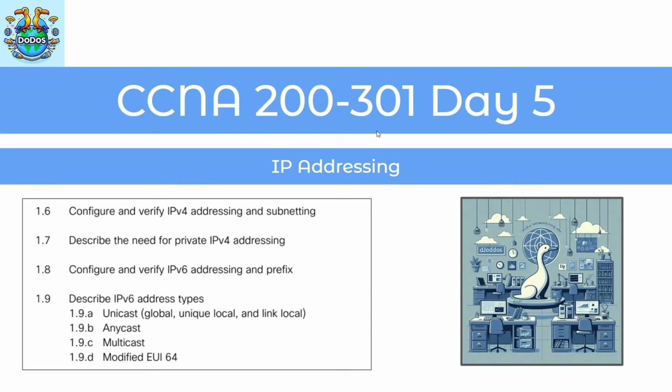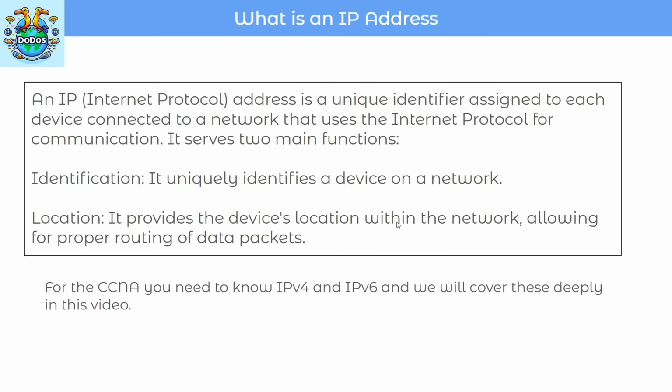This is day 5 of the CCNA course. Today we're covering IP addressing and the CCNA objectives 1.6, 1.7, 1.8, and 1.9. Let's begin. Alright, so what is an IP address?